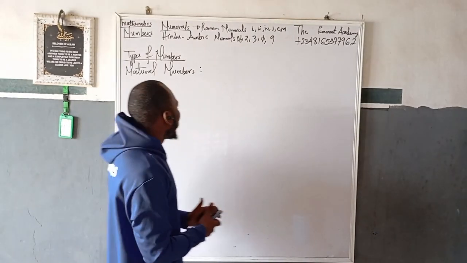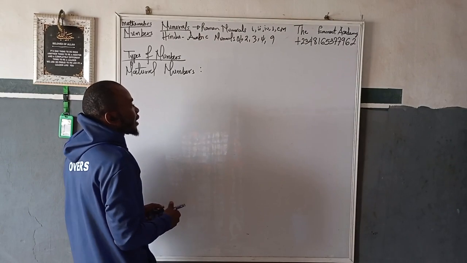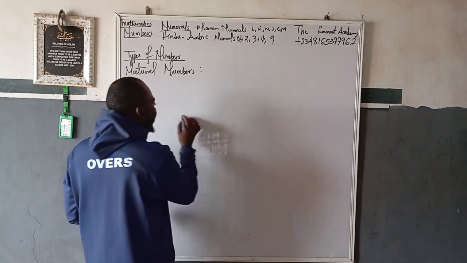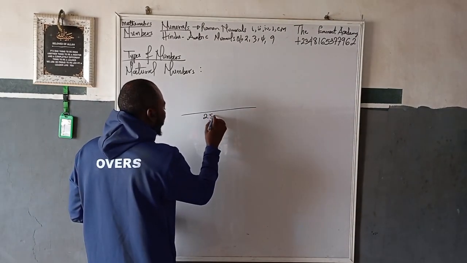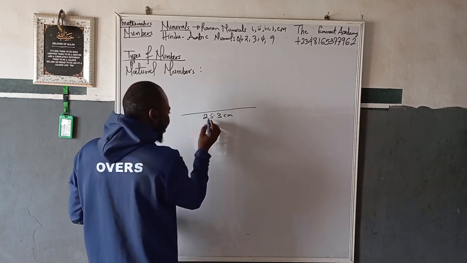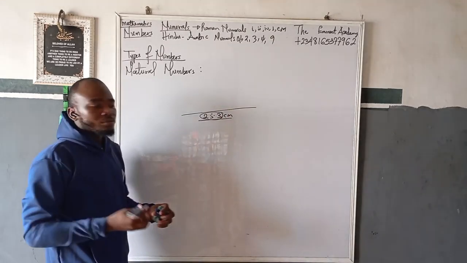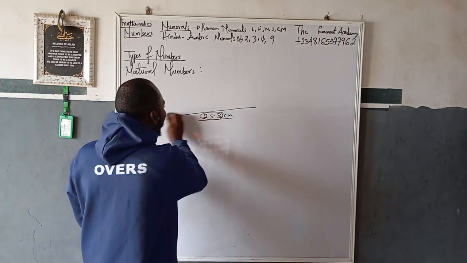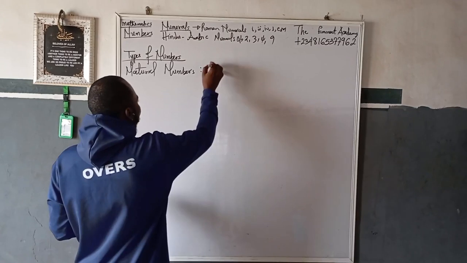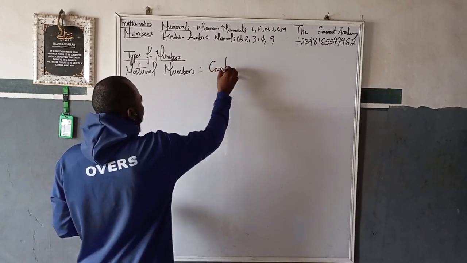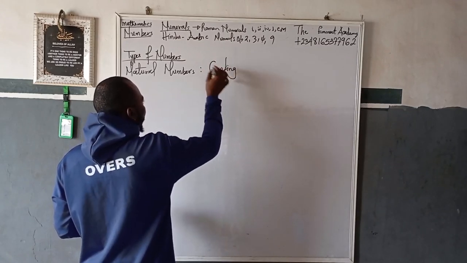Why do I say that? When we say numbers that can be used to represent the length of a line, we can have a line and say this line is 25.3 centimeters long. This is the length of the line, but this number that we use to represent this length is not a natural number. So in my concept, I will say that natural numbers are counting numbers. Any numbers that we can use in counting are called the natural numbers.